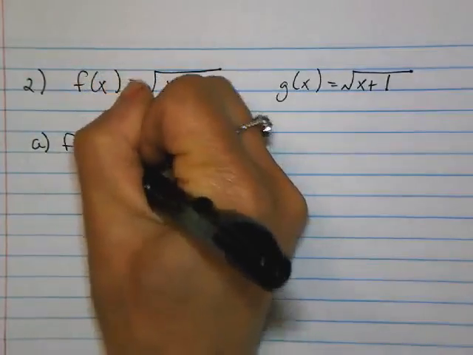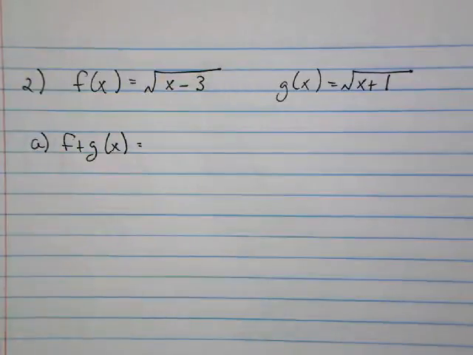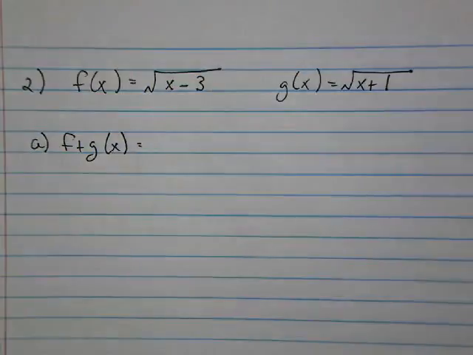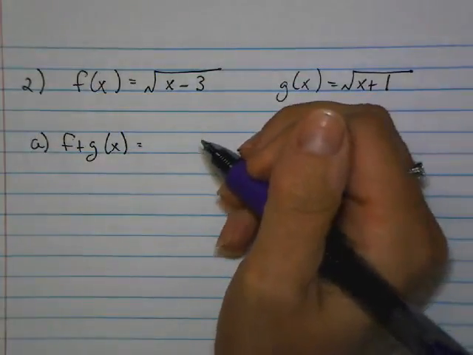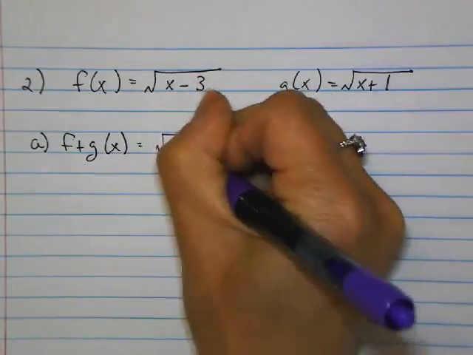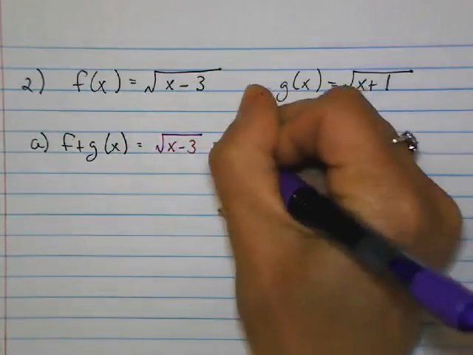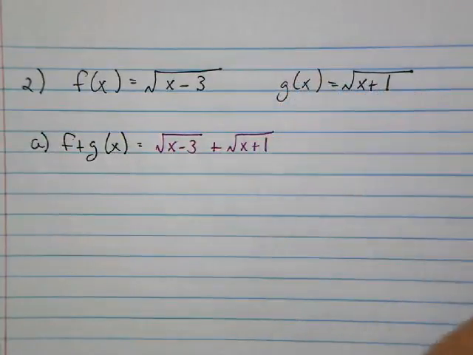Alrighty. Now, adding and subtracting again are not the tough ones. It's the multiplication and the division that can get to you. So I'm going to take the square root of x minus 3 plus the square root of x plus 1. And the question is, can I do anything with them? And actually you can't. This is as far as they can go.